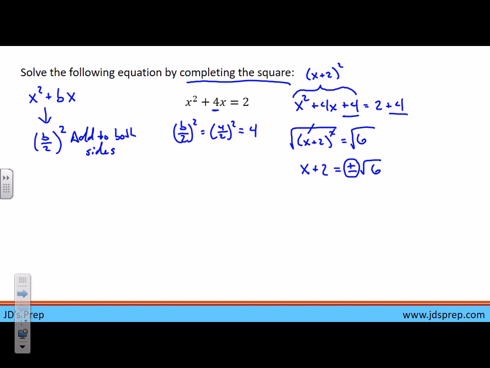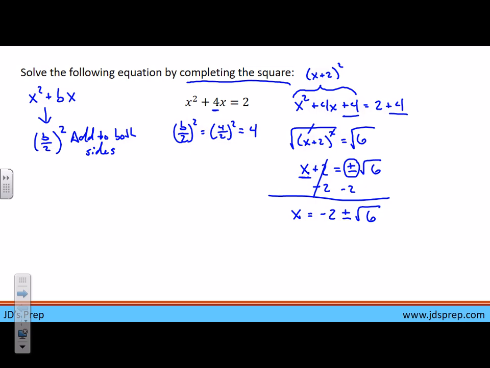Now that I've done that, I've gotten my x out of the parentheses, which makes it much easier for me to solve for x. All I have to do to accomplish that is subtract 2 from both sides of the equation, and that will give me x equals negative 2 plus or minus the square root of 6. We typically write them in this order, with the plus or minus in the middle.